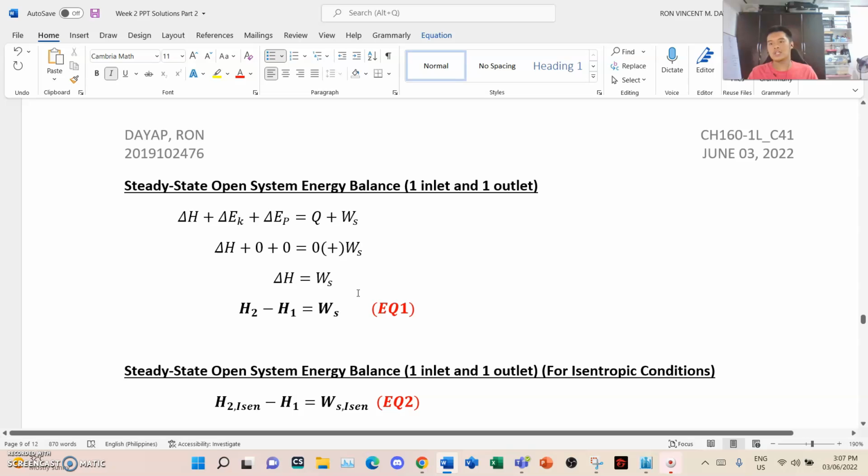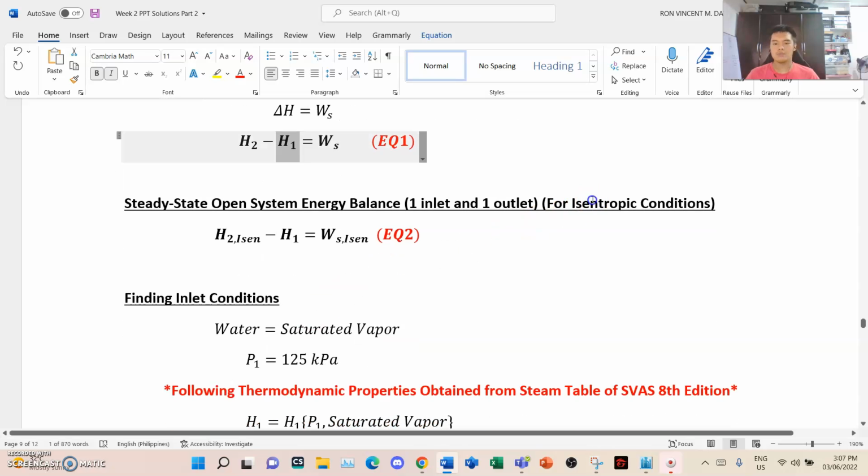Then to start with this hand solution, we need to do a steady state open system energy balance, one inlet, one outlet. The kinetic energy, potential energy, and heat terms are all assumed to be 0, and shaft work is positive. Hence the formula for shaft work for compressors is the outlet enthalpy minus the inlet enthalpy. Then for isentropic conditions, the outlet enthalpy at isentropic conditions minus the inlet enthalpy equals the shaft work at isentropic conditions.